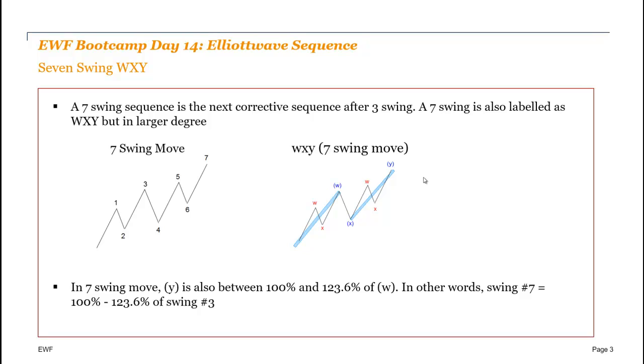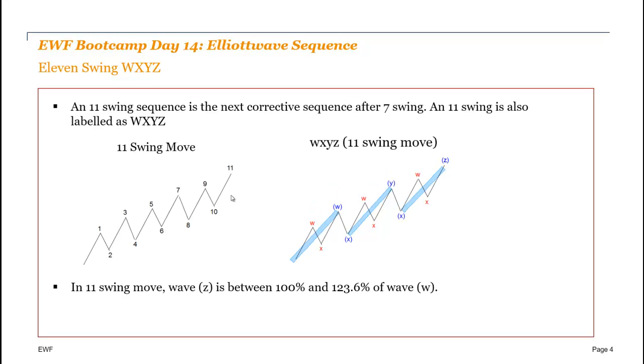And this is really the structure that we trade all the time, okay, in the live trading room, the 7 swing structure. So here in the 7 swing move, the Y in the bracket, the Y in blue, is also between 100 to 123.6% of the W in blue. So in other words, swing number 7, which is this here, right? Swing number 7 is 100% to 123.6% of swing number 3. So in other words, W is equal to the Y in blue.